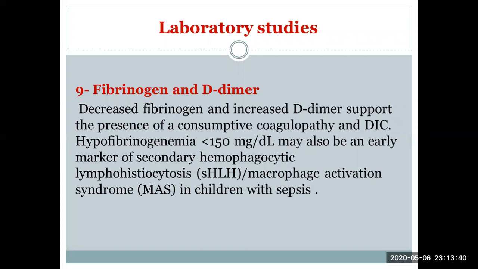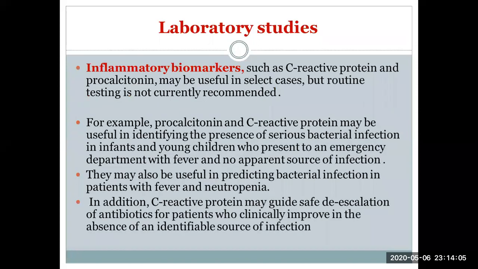Hypofibrinogenemia might also be a marker of secondary HLH that you might face, and macrophage activation syndrome in children with sepsis. The fulminant picture of cytokine release might mimic the picture of HLH or MAS in a patient with fulminant septicemia, and fibrinogen and D-dimer might give you a clue to which direction the patient might go and help prognosticate. Inflammatory biomarkers are C-reactive protein and procalcitonin, not strongly recommended in the acute phase, but a helper in detecting infections.